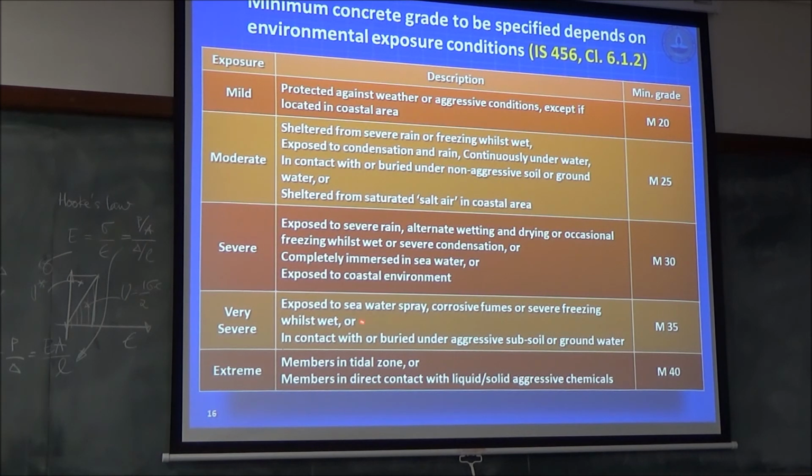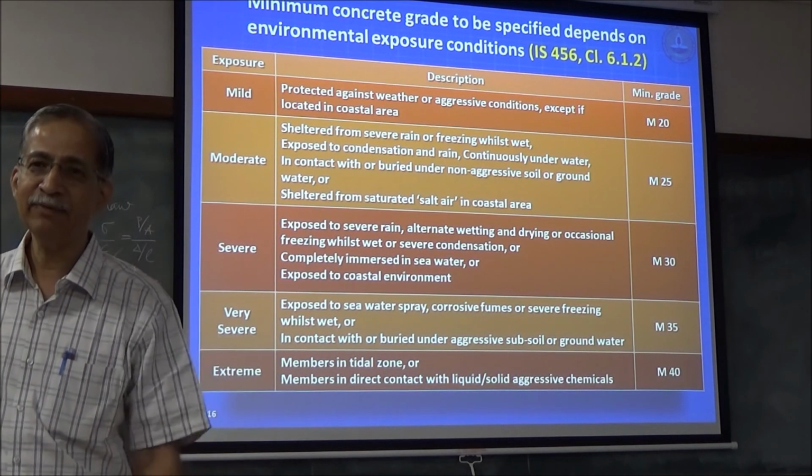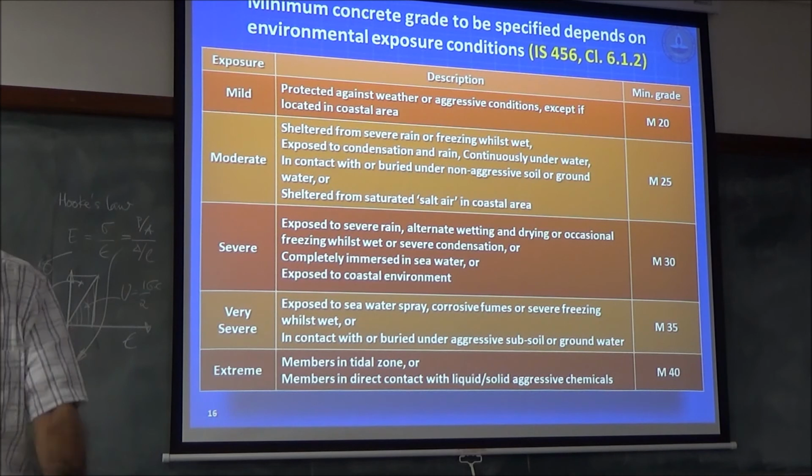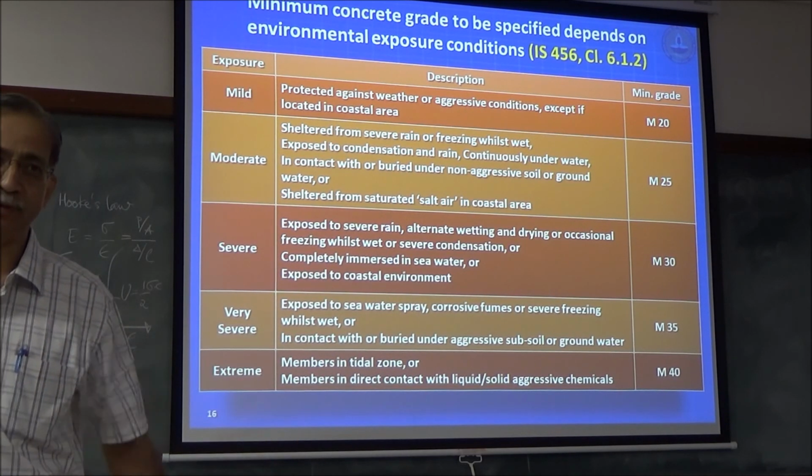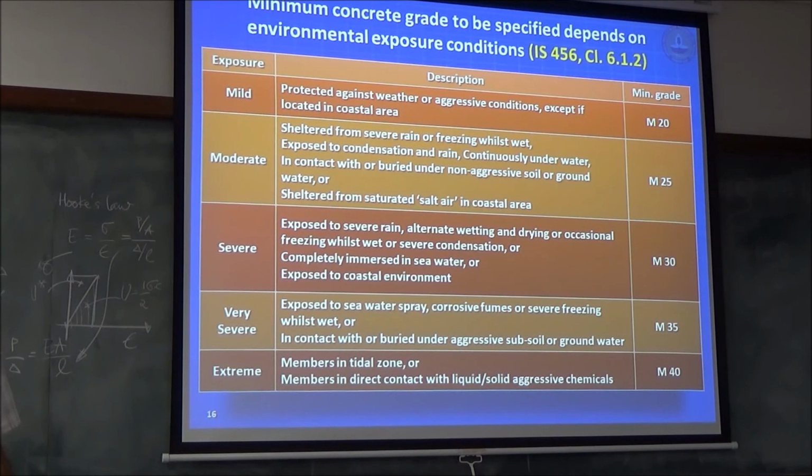Very severe exposure: sea water spraying, corrosive fumes, severe freezing while wet, or in contact with or buried under aggressive subsoil or groundwater, M35. And members in the tidal zone. Tidal zone means the worst thing that you can have is alternate wetting and drying in saline water. Members in direct contact, so you will find the worst damages take place with these jetties and piers, which are constantly exposed. And the salt spray is another load on the structure. With time, all these increase, and you want more durability.